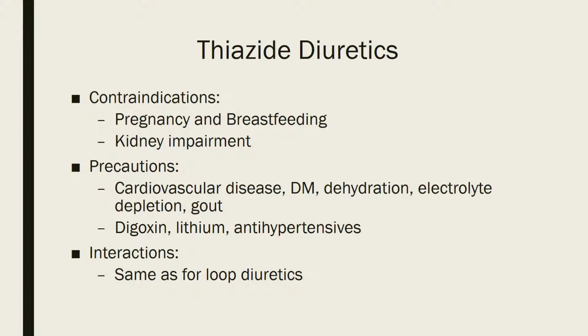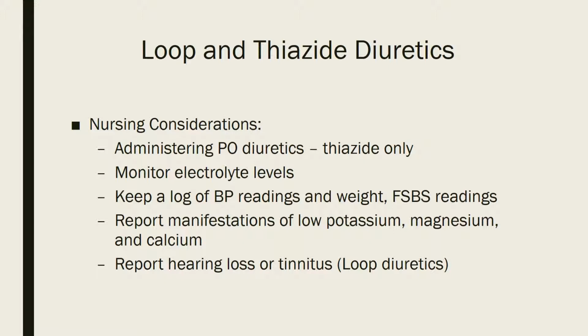Contraindications: pregnancy and breastfeeding as well. And then kidney impairment is contraindicated for taking thiazide diuretics. Clients who have cardiovascular disease, diabetes mellitus, hypokalemia, hyperlipidemia, hypomagnesemia, or gout should be cautious with these medications, as well as if they're taking digoxin, lithium, and any antihypertensives. And then your interactions are the same as your loop diuretics. So overall, for both classifications, loop diuretics and thiazides, nursing considerations: you want to avoid administering PO diuretics.